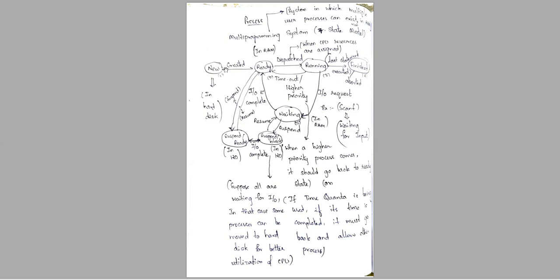Once again I will revise. New, ready. New means in hard disk itself. When it is loaded into RAM, ready state. When CPU resources are allocated, then running state. Then if process completes after running, then finished. In between, if it waits for IO, then it goes into waiting state. If many processes are waiting, for better utilization of CPU, then suspend block state. If IO completes, then suspend ready state. If process resumes, then ready state.